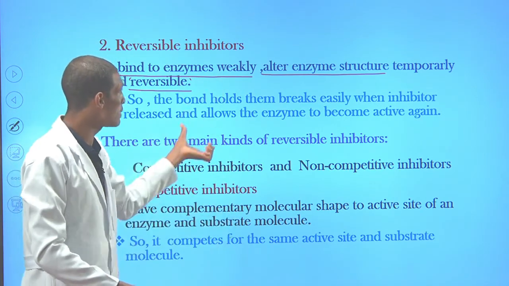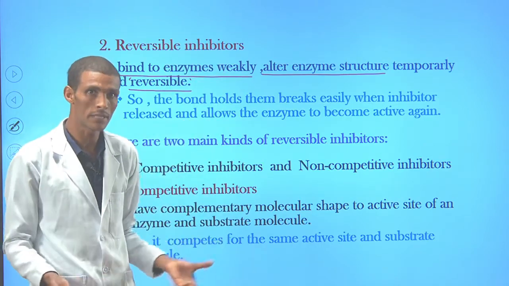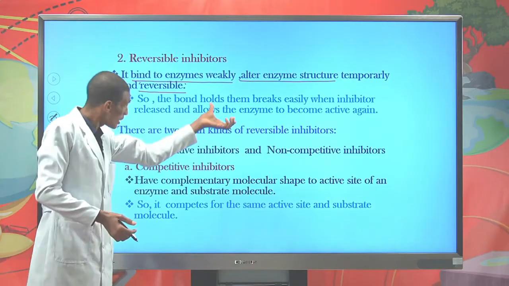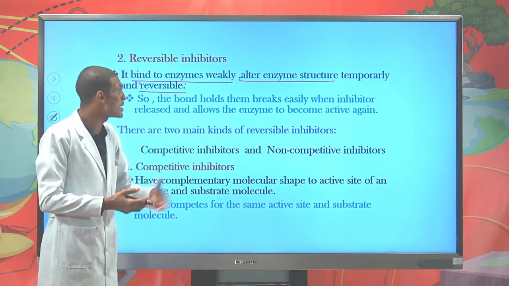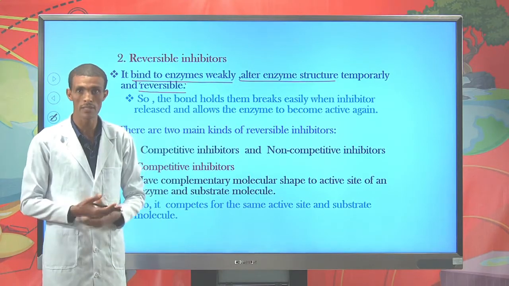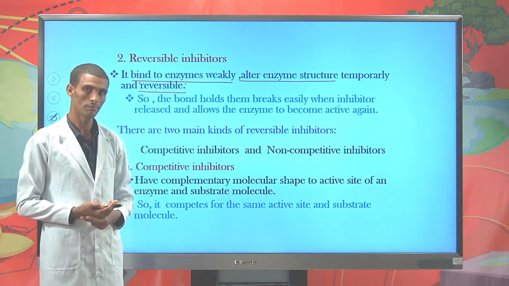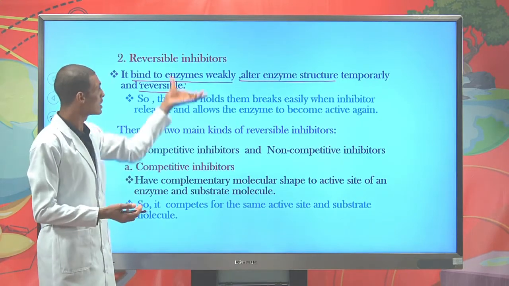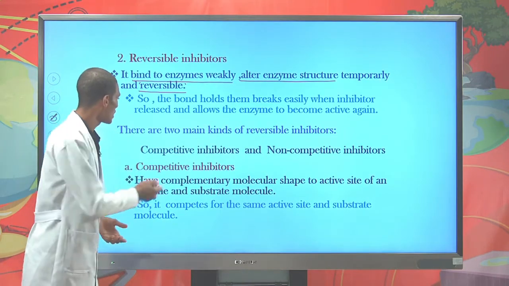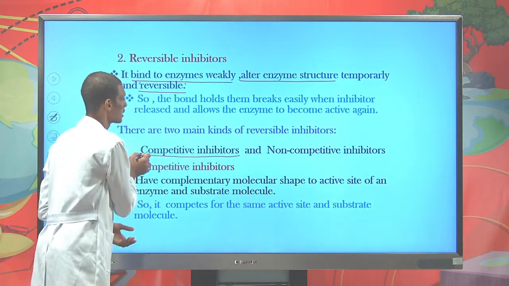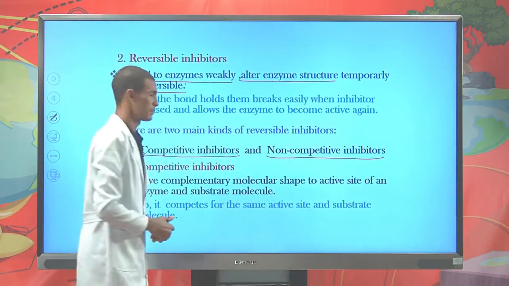The bond that is created between the inhibitor and the enzyme active site is weak. If the inhibiting substance is removed, the enzyme can regain its original catalytic activity. This type of inhibitor is said to be reversible. This type of inhibitor can be classified into two main types. One is the competitive reversible inhibitor. The second one is the non-competitive reversible inhibitor.